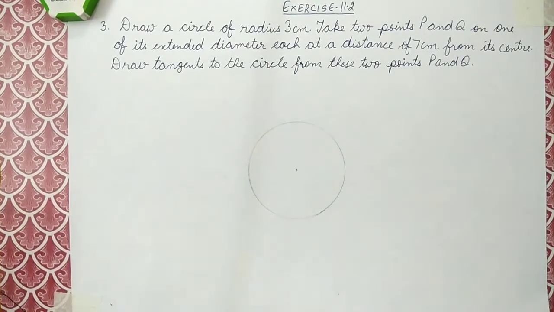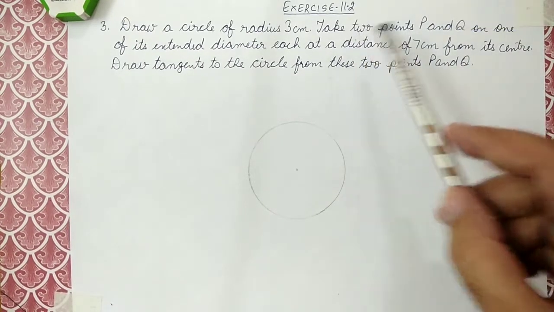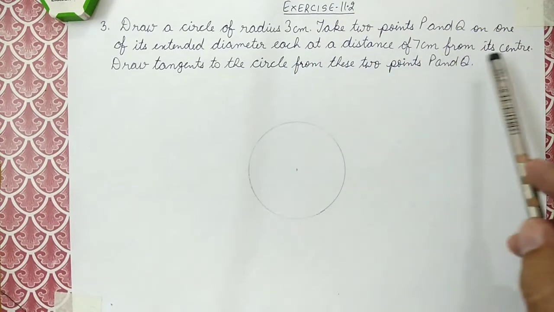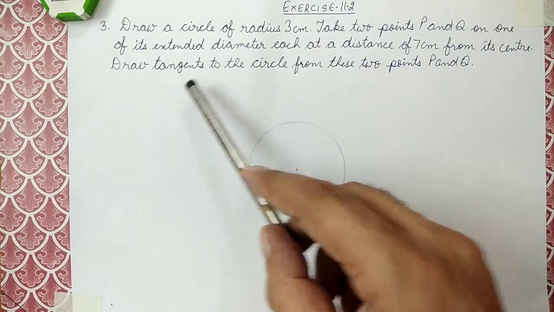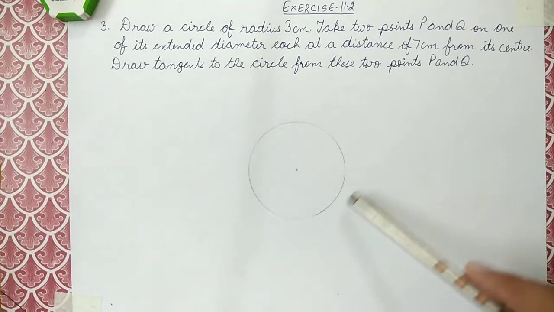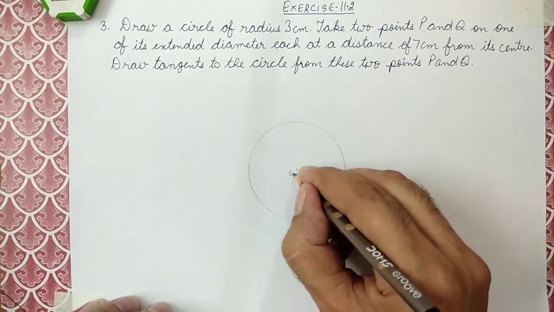Question number 3, it is given. We have to draw a circle of radius 3 centimeter. Then we take 2 points P and Q on its extended diameter, each at a distance of 7 centimeter from its center. And then we have to draw tangents from these 2 points on the circle. So this is the circle of radius 3 centimeter. This is the center. I just mark it as O.